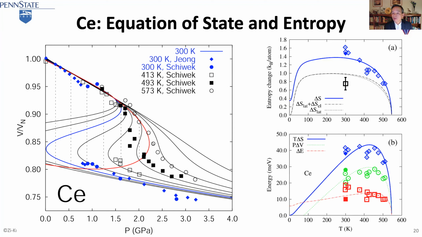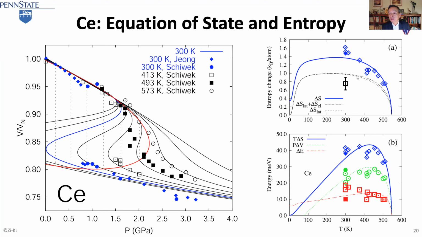And it's really this entropy, right? We have 2 entropy contributions here. You can see this is the total entropy compared with the experimental data. This is for only the phonon and electron contribution, and the lattice contribution.